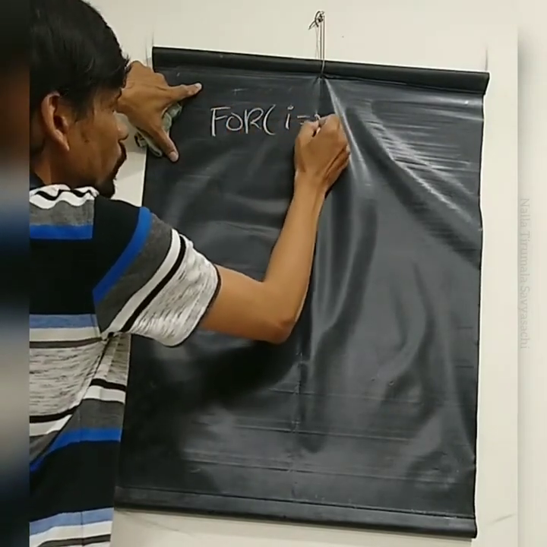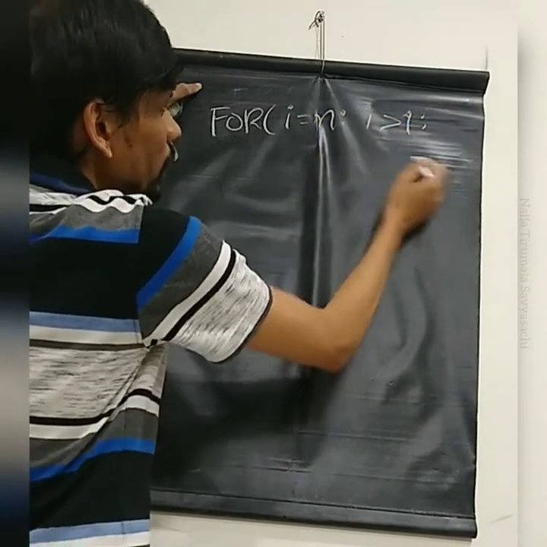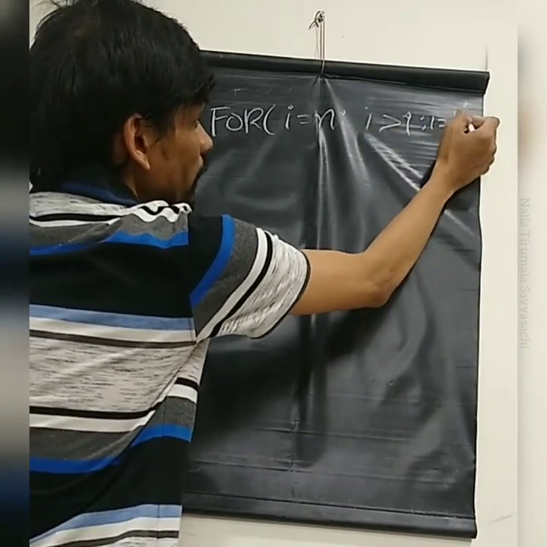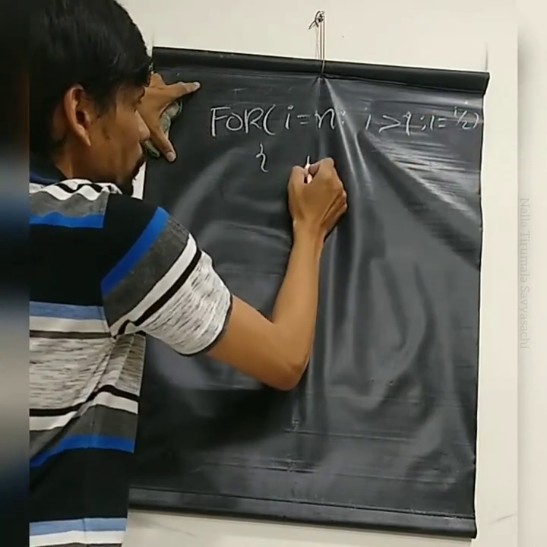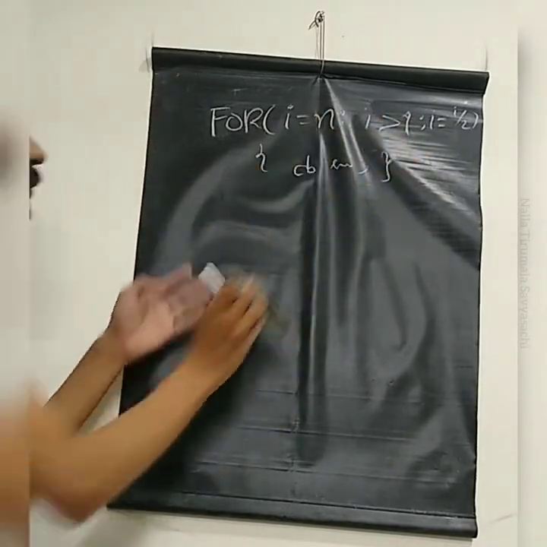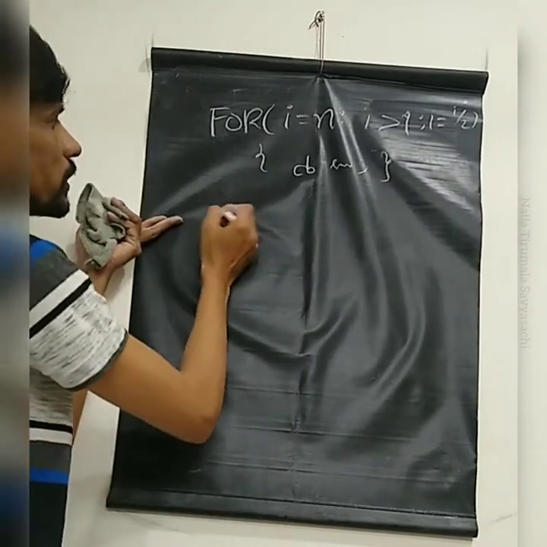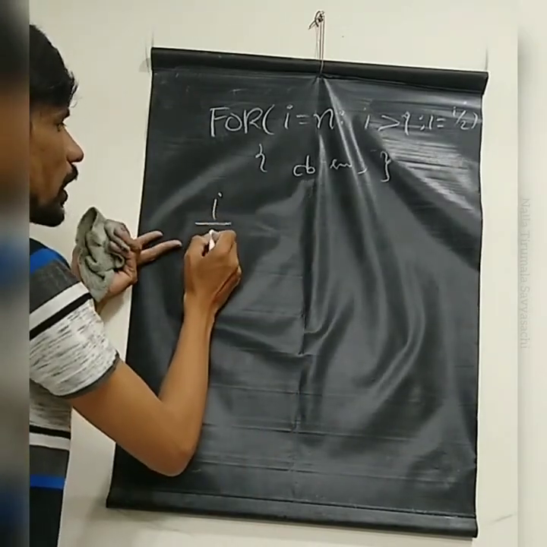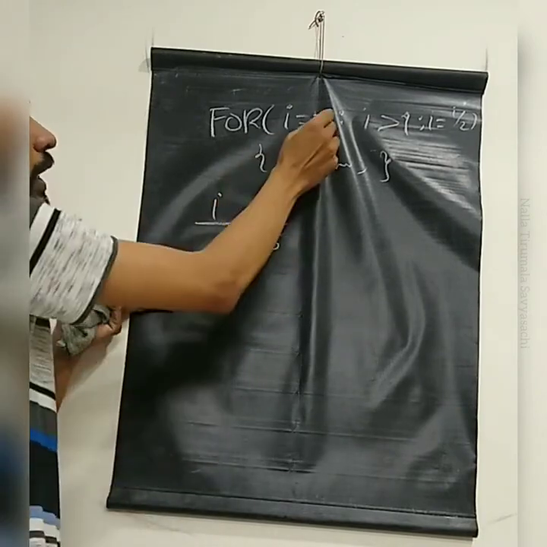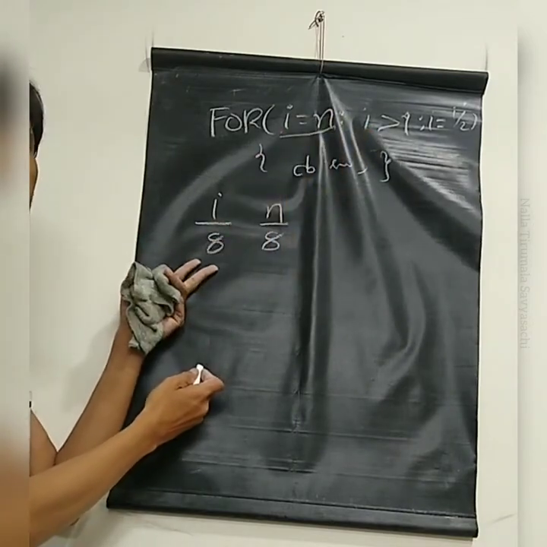For i equals n, i is greater than 1, okay, i equals i by 2, do something. So this is my another for loop. Okay. So what will be the complexity of this? Let's do the same thing. What is my i? Let's imagine n is 8. For example, my n is 8. So my i, i equals n, so my i also will be 8. Okay.